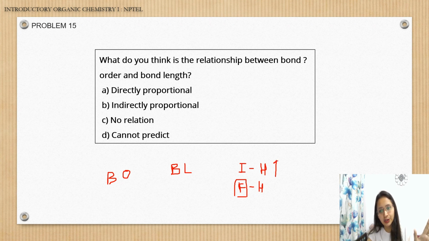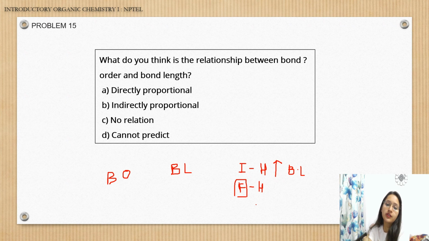So HI, having the very high atomic radius, has the higher bond length than the HF molecule. If I ask which is more polar, what will you say? Which is more polar among these two?